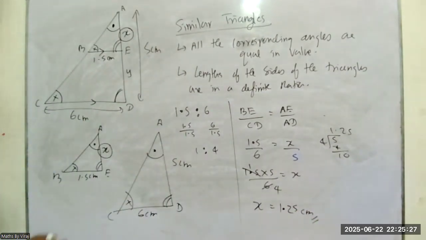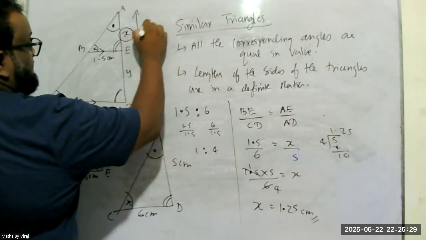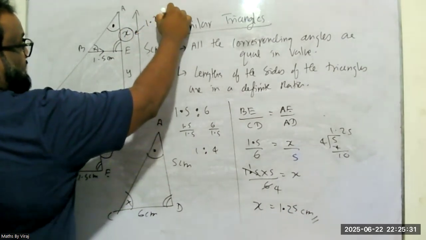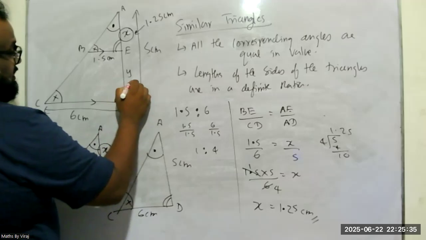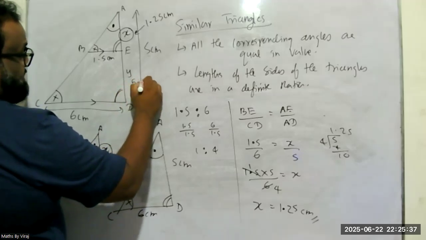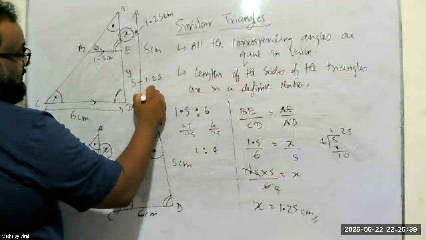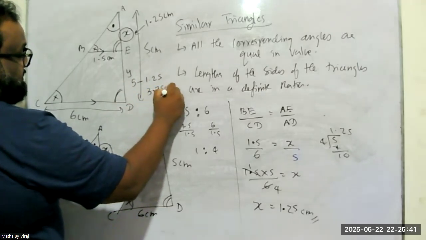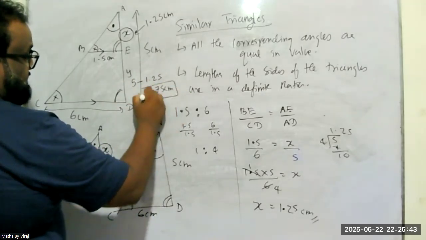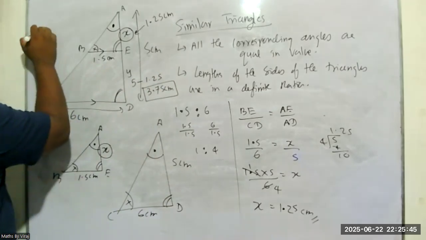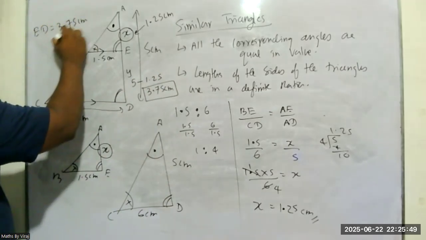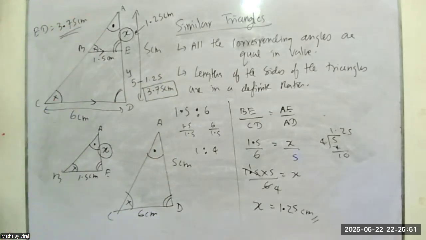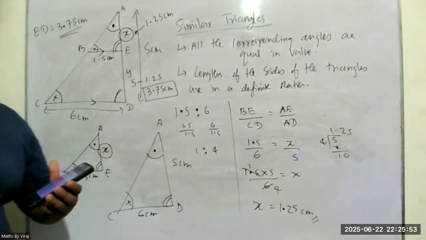Now, what is the length of X? X is 1.25 centimeters. Then what is Y? From 5 centimeters, you take away 1.25. The answer is 3.75 centimeters. Therefore, the length of ED is 3.75.